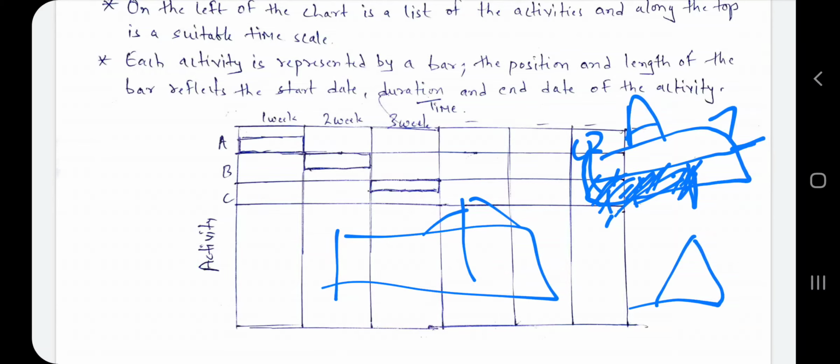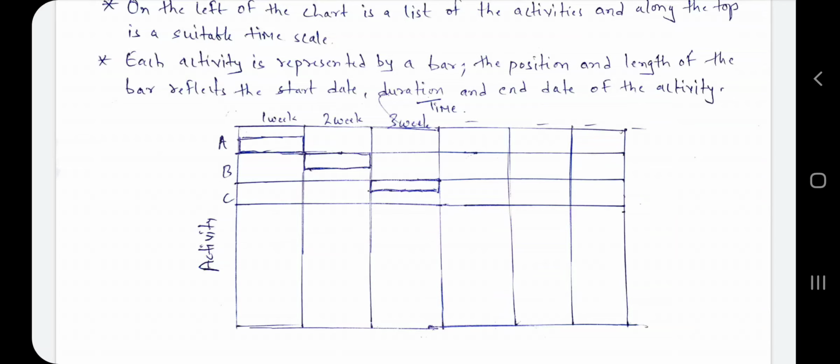In the next lecture we will solve one problem on the Gantt chart and understand properly how we draw this chart. So guys, this lecture is over. Now we meet in our next lecture, in which we will solve one problem. Thank you.